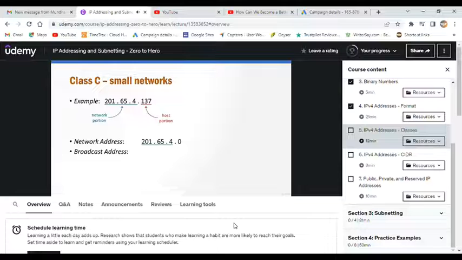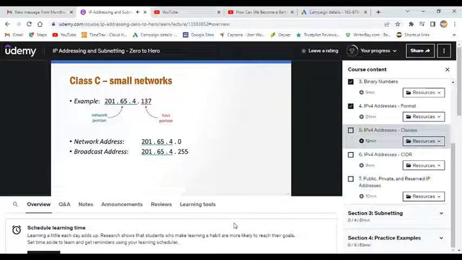Let's determine the broadcast address. To determine the broadcast address, we're going to copy the network portion, and in the host portion, we're going to put all ones. Again, we're going to have 255 for each segment or each octet that represents the host portion, and since we only have one, it's going to be 255 at the end, and that's our broadcast address.